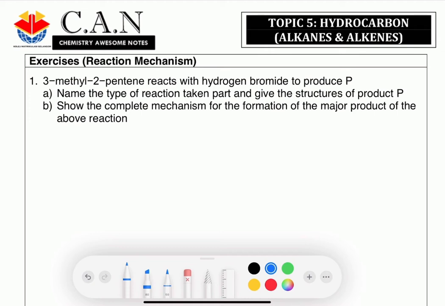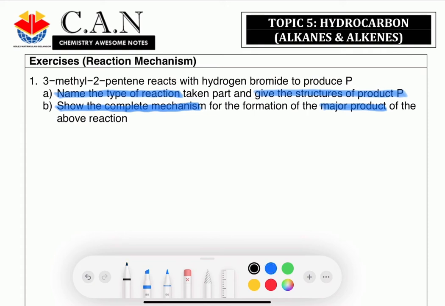3-methyl-2-pentene reacts with hydrogen bromide to produce P. Now the question is, name the type of reaction taken part and give the structure of product P. For B, show the complete mechanism for the formation of the major product of the above reaction. Therefore, overall, we have to find three things: the type of the reaction, the structure of product P, and the complete mechanism to produce product P.